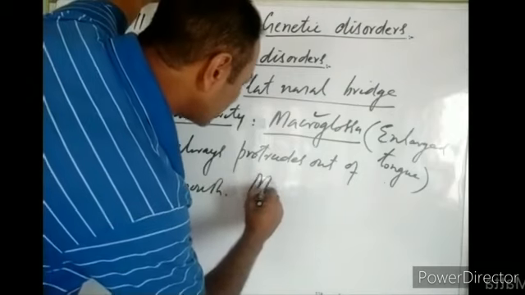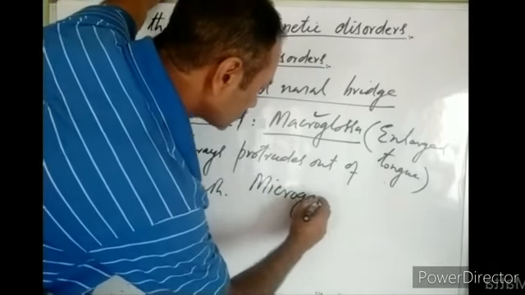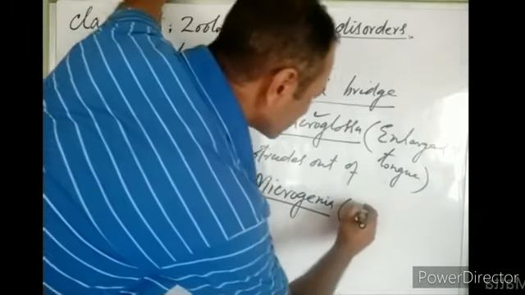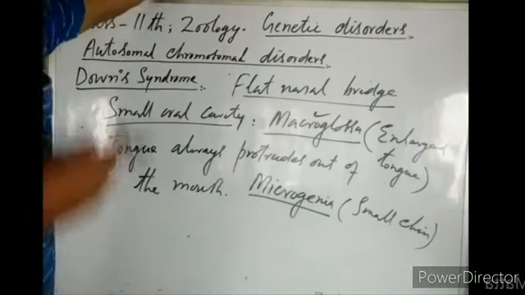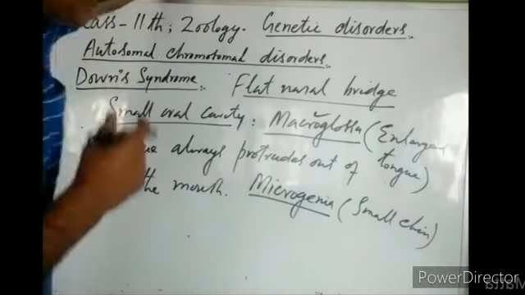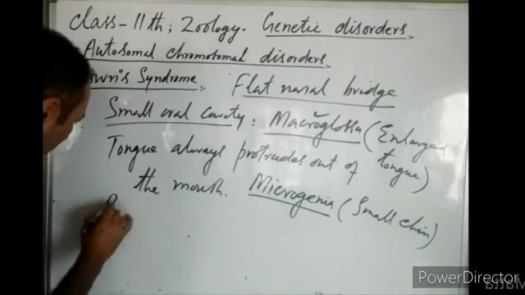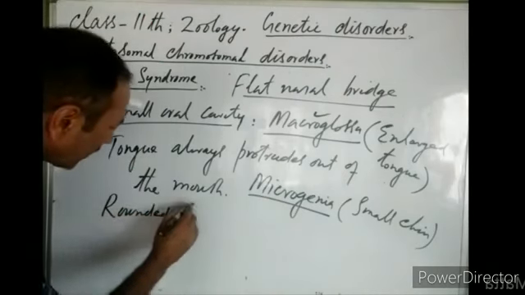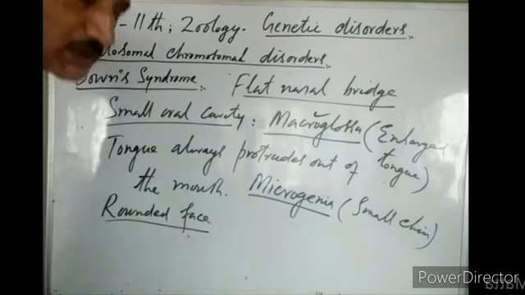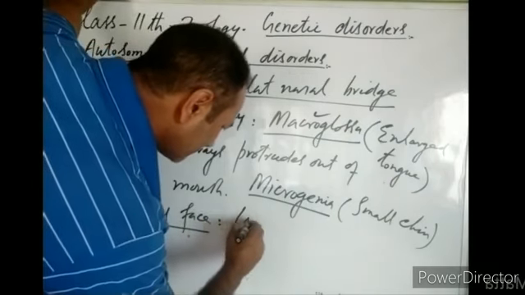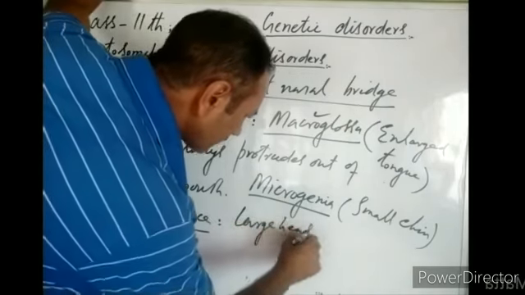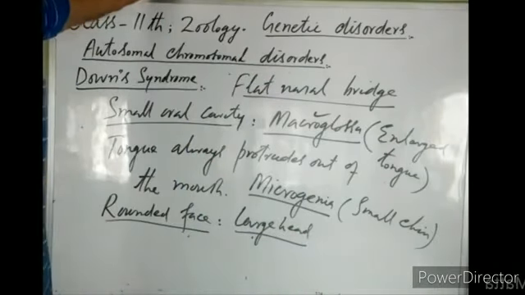They may show micrognathia, a small chin, a very reduced, very little chin. They have a rounded face. Right? They have a large head, proportionately larger. So large head, rounded face, small chin are their diagnostic features.